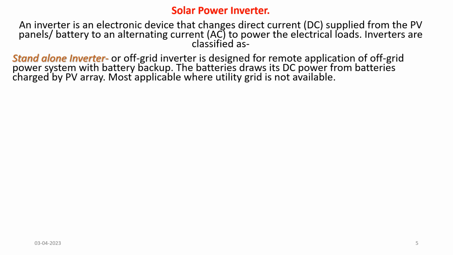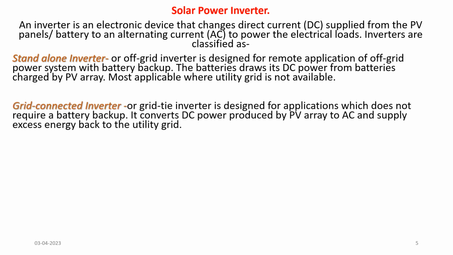The inverter draws its DC power from batteries charged by the PV array, most applicable where the utility grid is not available. Maybe you have a local community that doesn't even have supply from the national grid of that particular country. The type of inverter we use there is standalone, because they derive their source from backup batteries that are being charged by the PV array during the day. So those used where the grid is not available are known as standalone inverters.